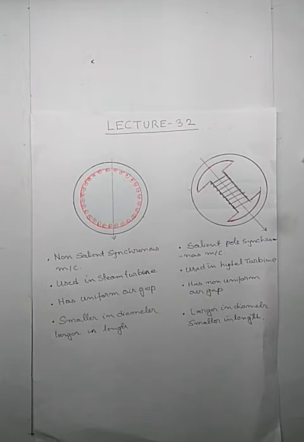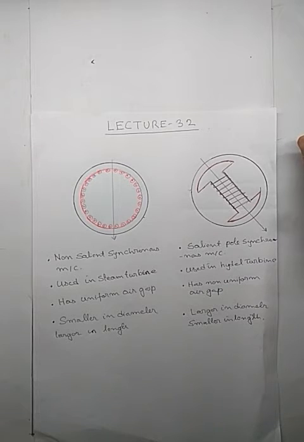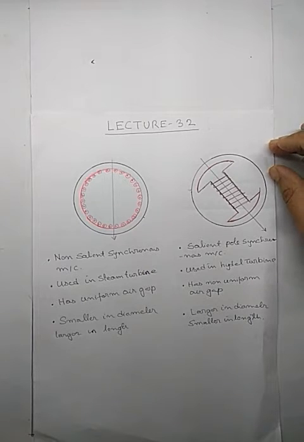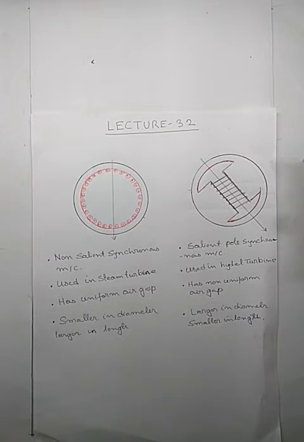Welcome to lecture 32. In this lecture, we will continue our discussion on salient pole synchronous machine, or to be more specific, salient pole synchronous generator. In our last class, we discussed the main difference between a salient pole machine and a non-salient pole machine. Let's recap this once again.